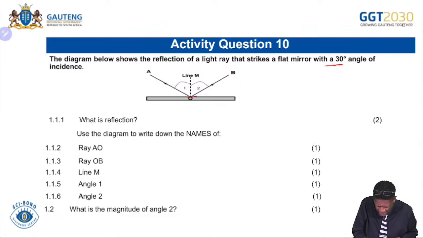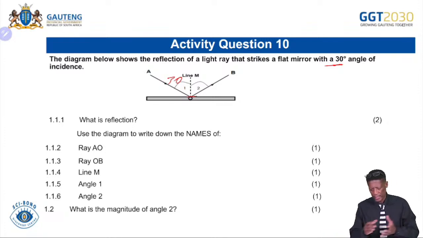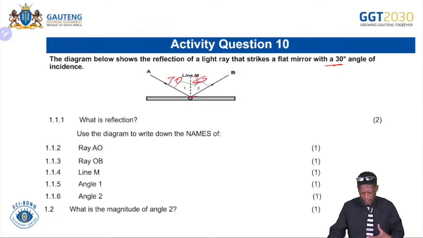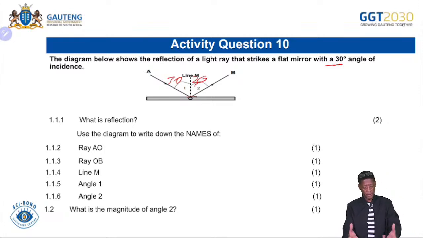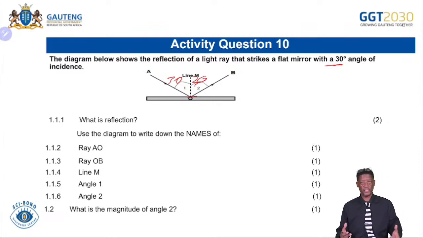Then what is the value of angle 2? What is the magnitude of angle 2? Remember, angle 1 is 30 degrees. I told you the one side must be equal to the other. Angle 1 must be equal to angle 2. So angle 2 should be 30 degrees, right? Those are questions that they ask. Look at this, it's 1 mark, 1 mark, 1 mark, 2 marks. So you must grab those marks. Grab and run. Those are free marks.